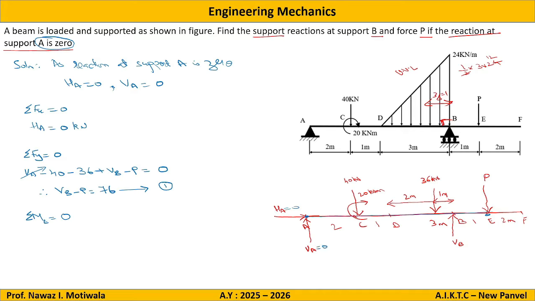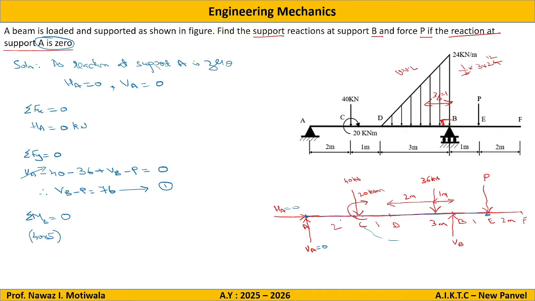Now this force, with respect to point E, is making an anti-clockwise moment. So it will be positive 40 into the distance from point E. It will be 1 plus 3 is 4, 4 plus 1 is 5. So it is 40 into 5. Then there is a clockwise couple, so it will be minus 20.